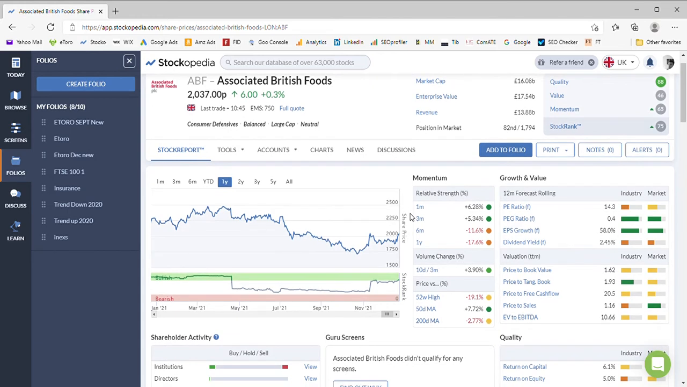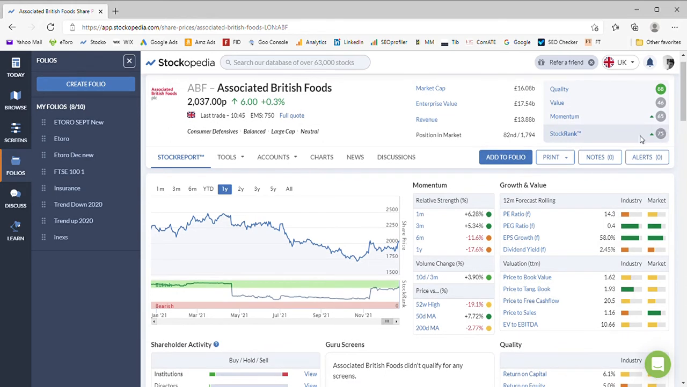You can see Stockopedia have got a stock rank of 75, so it's increased slightly, but nothing screaming a buy at the moment, although it does say the quality at 88 is a good quality business. So we'll take a look at that later.